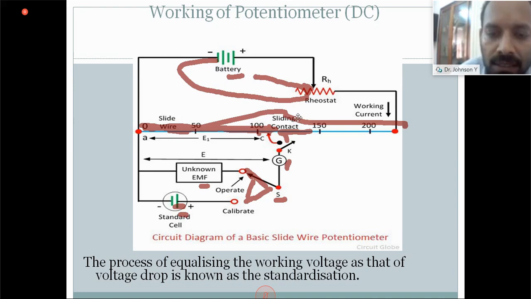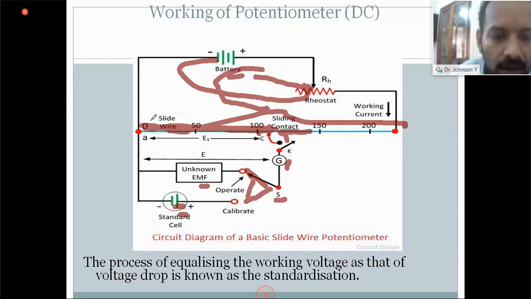And we change the rheostat here, that is the variable resistance, in such a way that we set the current through this battery to a desired value. For example, 10 milliampere, we set the current through the circuit at 10 milliampere. That is for calculation purpose.